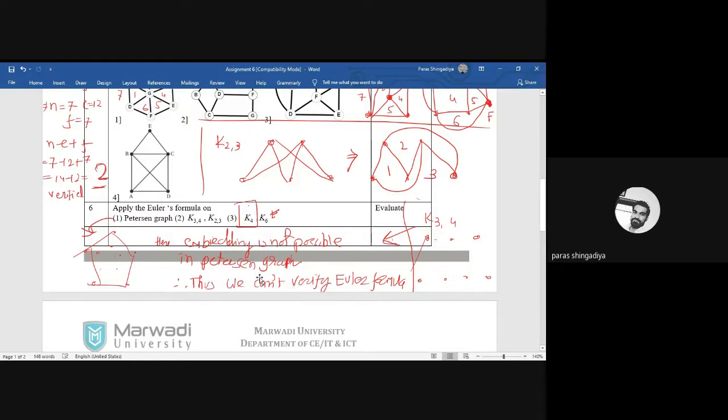Okay. So is there any confusion to anyone? Have all of you derived the answer? For K4, the embedding is also possible. Okay. And in K4, you can easily verify the Euler formula.